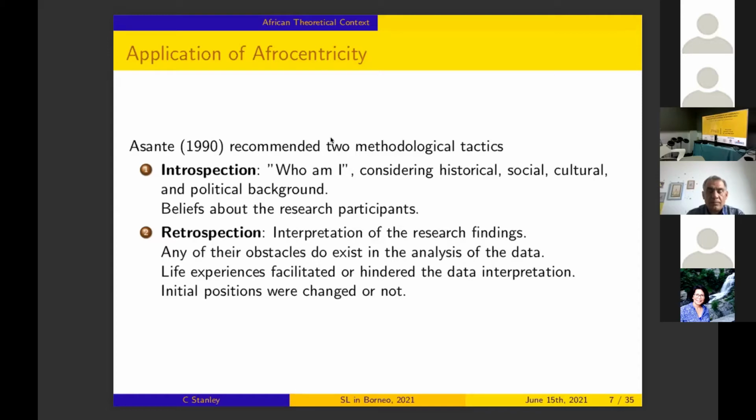So afterwards, you need to really also do a retrospection and find out, did it change? Did you really learn something? If you can't have retrospection, you need to question yourself why you undertook that study.